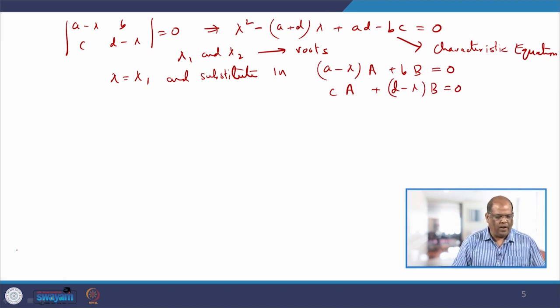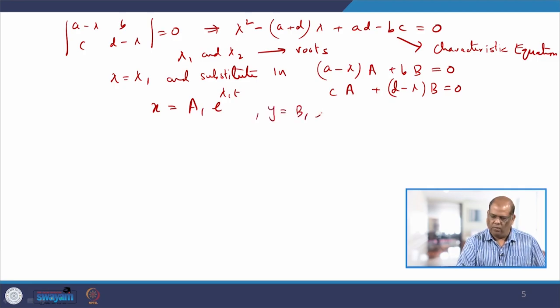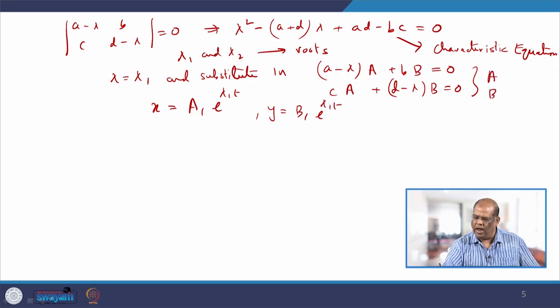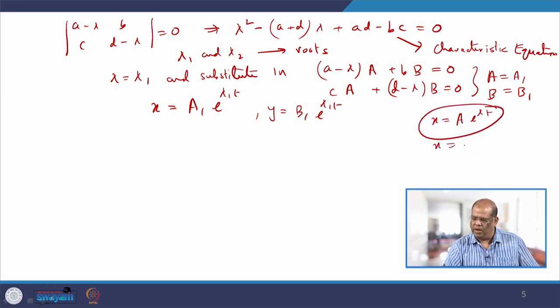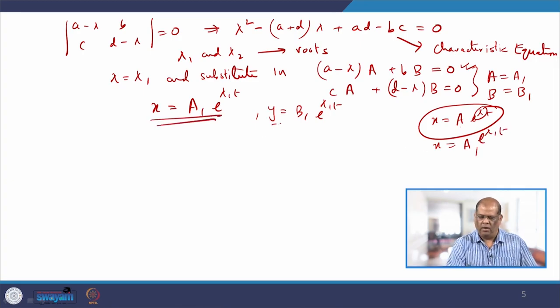So you substitute lambda equal to lambda 1 and obtain the non-trivial solution, which will be of the form x equal to a1 e to the power lambda 1 t and y equal to some b1 e to the power lambda 1 t. So basically you substitute lambda equal to lambda 1 here and obtain some solution of a and b, which you name as a1 and b1. And once you get it, you substitute it back in a equal to a e to the power lambda t. That was the form of the solution. So you substitute in place of a, it is a1, which is obtained from this equation, and the value of lambda is lambda 1 t. So that is how you get this particular expression and this particular expression.